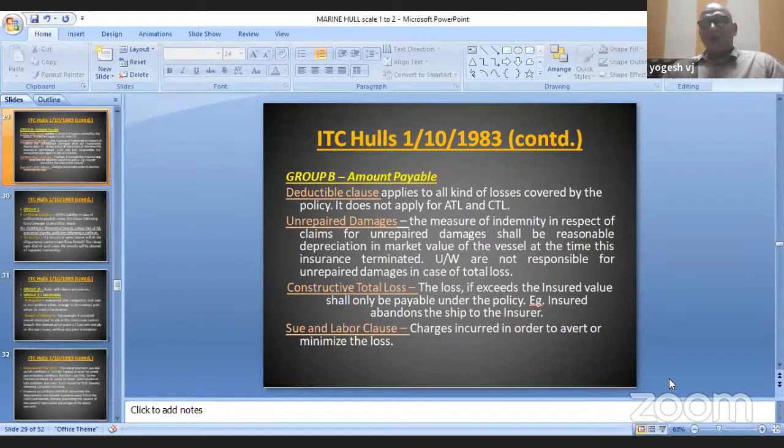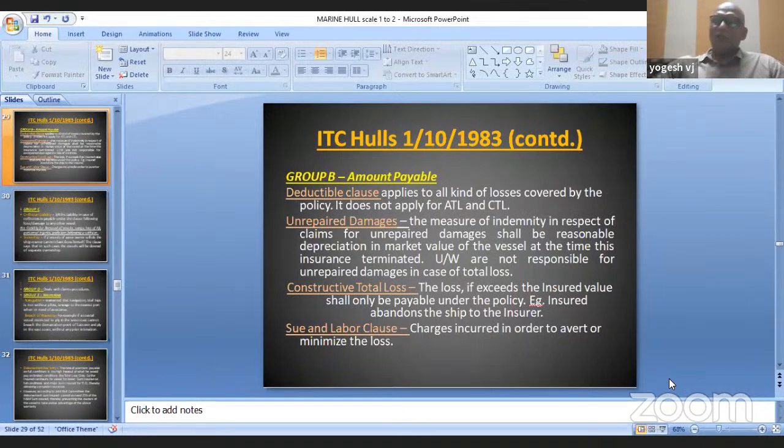Ye main bata raha. Constructive total loss mein, the loss, if it exceeds the insured value, shall only be payable under the policy. Insured abandons the ship to the insurer. Ye constructive total loss ka ek vessel. If the vessel is stranded, wo vessel ko udhar hi chhod deta hai. Abhi jaane do isko idhar. Now, to bring back the vessel to its original form becomes very difficult for the insurer to cope up with this charge. That is called constructive total loss.